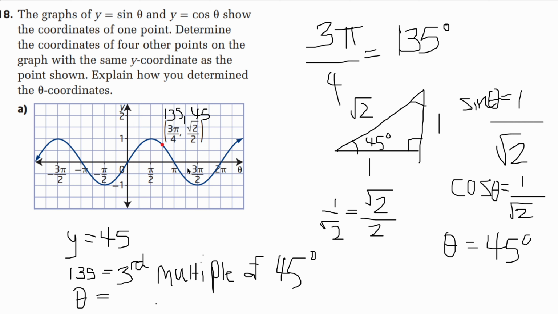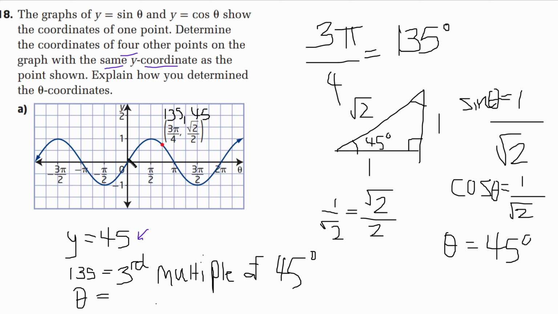Yeah, that's right. So let me check your work. You started off, so this is our sine function, right? That's what we're looking at on the graph. And they give us 1 point, and then we have to determine the coordinates of 4 other points on the graph with the same y coordinate. Explain how you determine the coordinate. So you said y is equal to 45. How did you get this part?